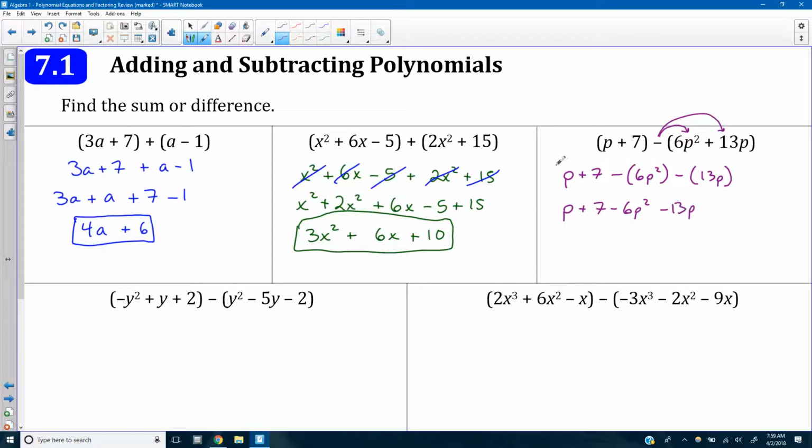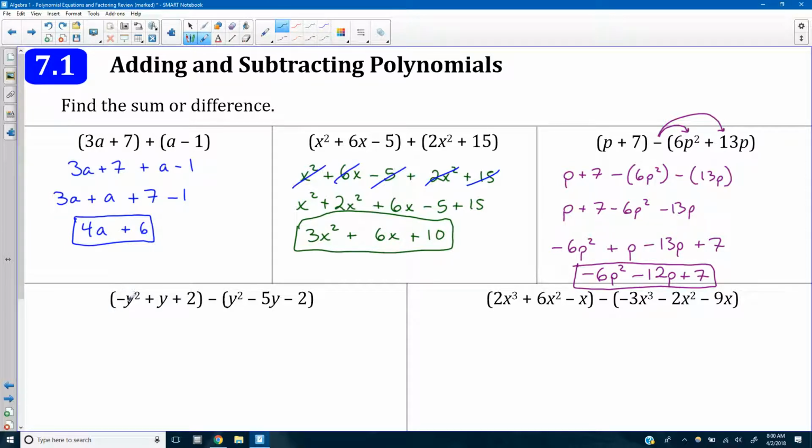Best to write this thing in standard form, of course. It's always a great practice. So I'm going to put this at first, negative 6p squared. Then I'll put the plus p, the minus 13p, and then the plus 7. And these two here should combine. That's a 1 minus 13. That's a negative 12. So negative 6p squared minus 12p plus 7. And there you are. I gave myself just enough room there. Just enough. All good there.